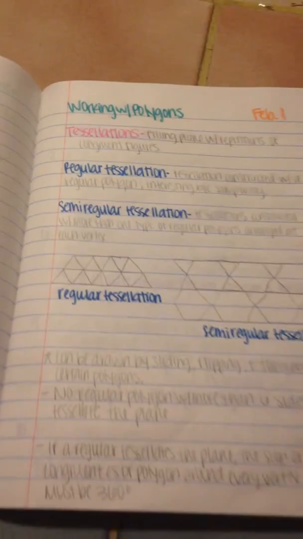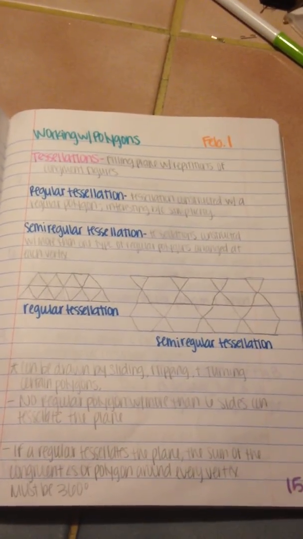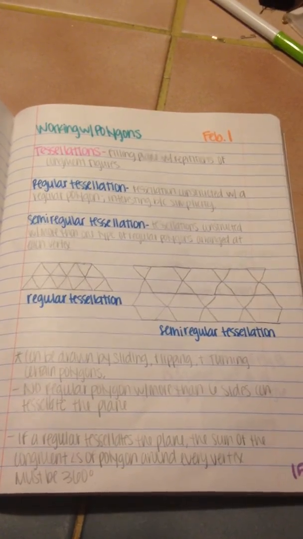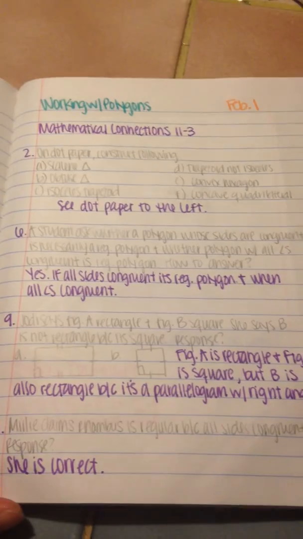This is the page about tessellations, regular tessellations, semi-regular tessellations defined and illustrated. And the properties at the bottom. Mathematical connections 11-3.